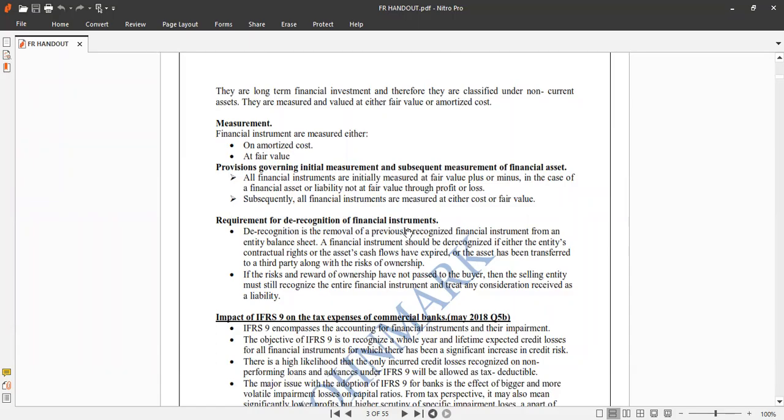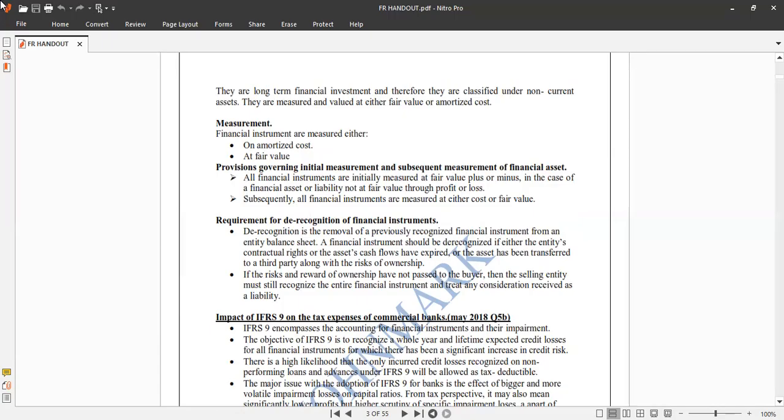Then we have requirements for the derecognition of financial instruments. We say that derecognition is just the removal of an asset which has been previously in the financial statements, removal from the financial statement. Now, in this case, we're looking at financial investments. For example, assuming you had a share or you had a bond, and you are recognizing that item in the financial statement as an asset. When do you derecognize it? For a share, once you transfer the ownership, that means in short on disposal. So, on disposal of that financial instrument, you derecognize it from the financial statement.